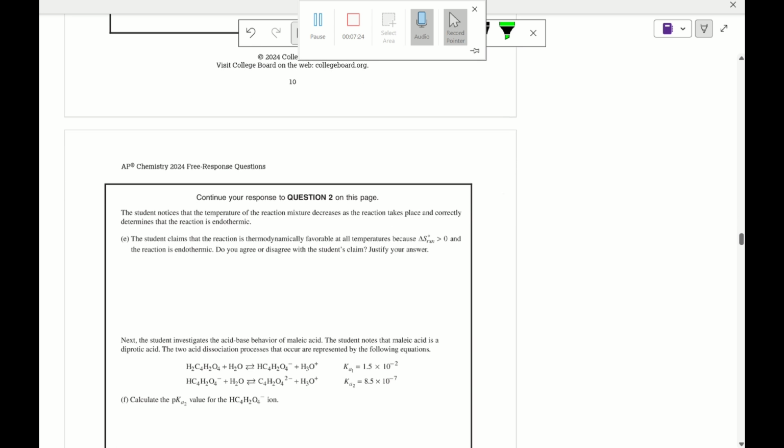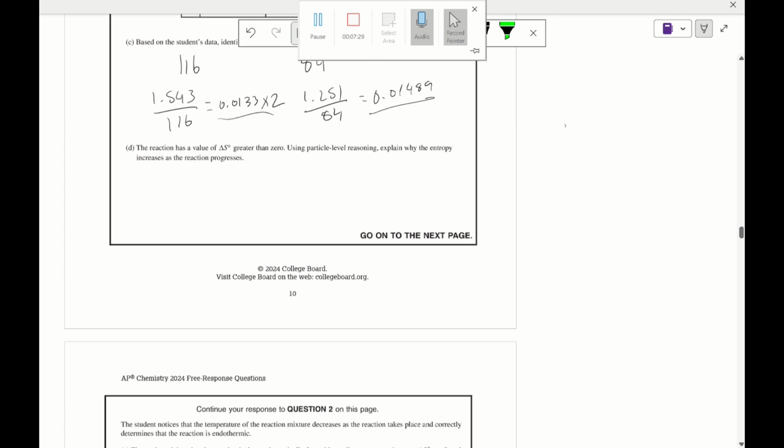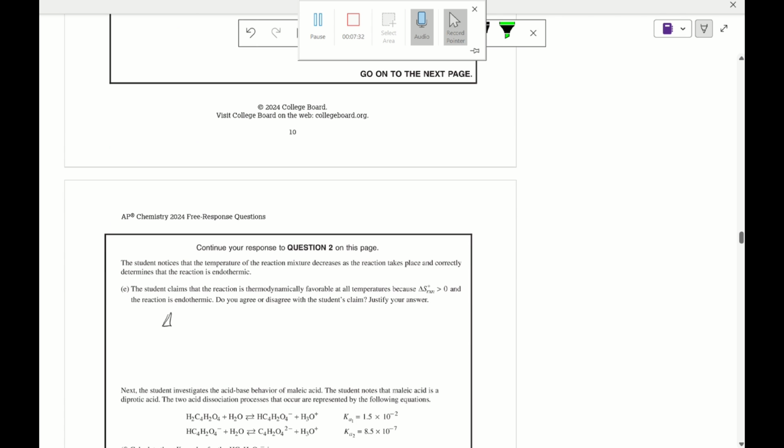And then for E, we know that delta S is positive and it's endothermic. So if it's endothermic, that means heat is going in. Therefore, it would be positive delta H. So since they're both positive, it's only thermodynamically favored at high temperatures. Therefore, it is not thermodynamically favored at all temperatures.